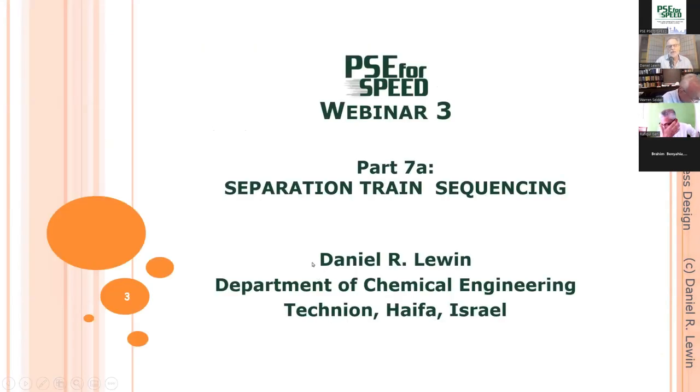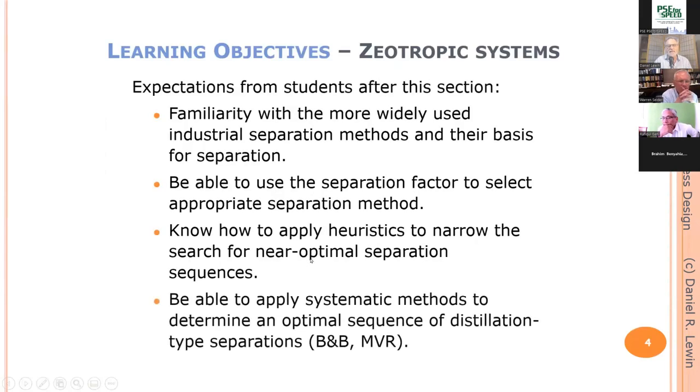First, we'll start with the zeotropic separation train sequencing materials covered in week 5. Here is a list of instructional objectives. So you see here, we revisit first the separation methods that were covered in the heuristics part of the course. We then teach about the separation factor. Students should be able to use the separation factor to determine between alternative separation methods. We teach them to know how to apply heuristics to narrow the search of alternative separation sequences to what would be near optimal separation sequences. And for optimization, we teach either branch and bound or the marginal vapor rate method.